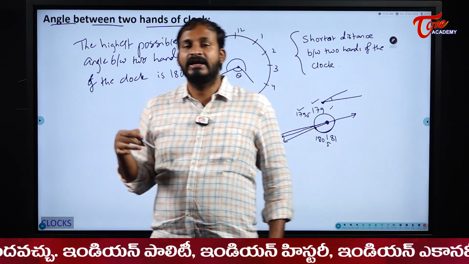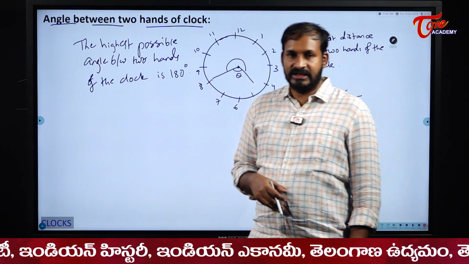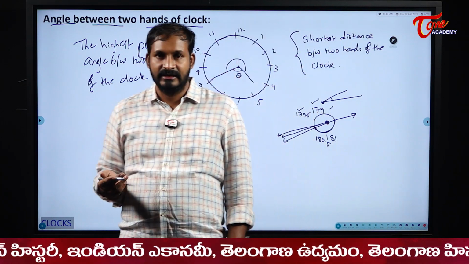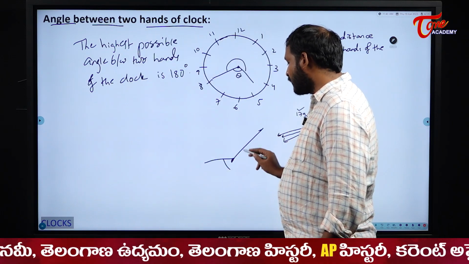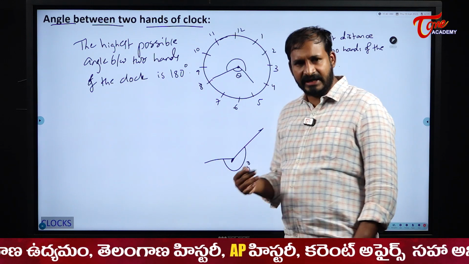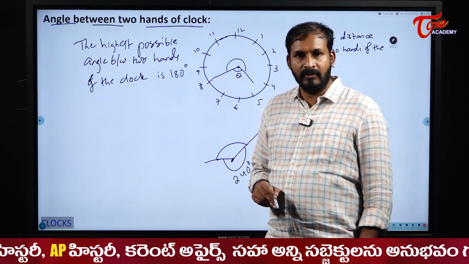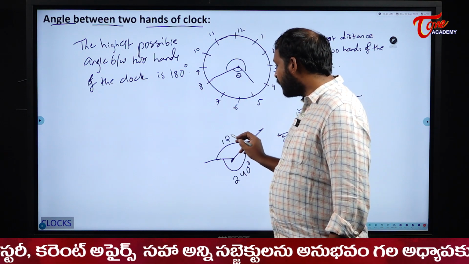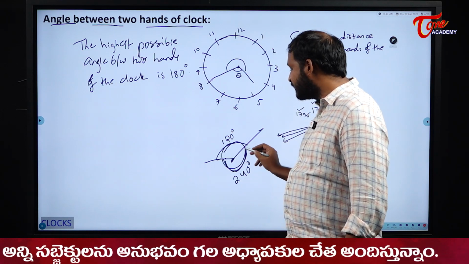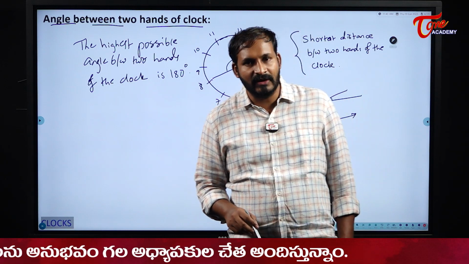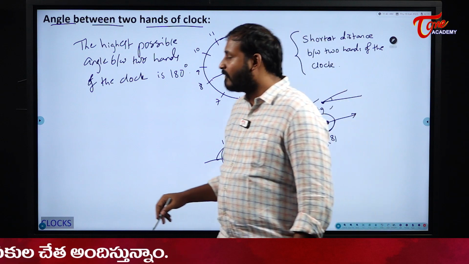If you get, sir, while calculating, sometimes we will get an answer greater than 180. Then what we need to do? See here, students, if the angle between two hands of the clock is some 240, while calculating you came to know that it is 240. If this is 240, what about this one? This will become 120. Why? Because this is a complete angle. In this, if this is 240, obviously this will become 120. Or else, in other terms, we can say it as reflex angle.